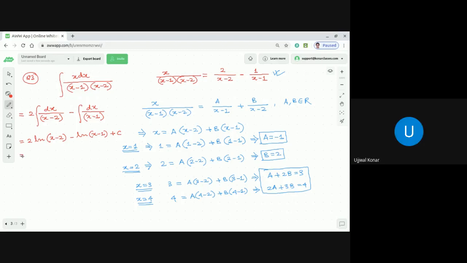So then what are we getting? We are getting ln of x minus 2 whole square. Correct or not? We know a log m is equal to log m to the power a, minus ln of x minus 1. Correct or not, dear students? Yes. Plus c. So this is equal to ln of x minus 2 whole square by x minus 1, plus c. If anyone has any doubt in this expression of logarithm, please ask me.